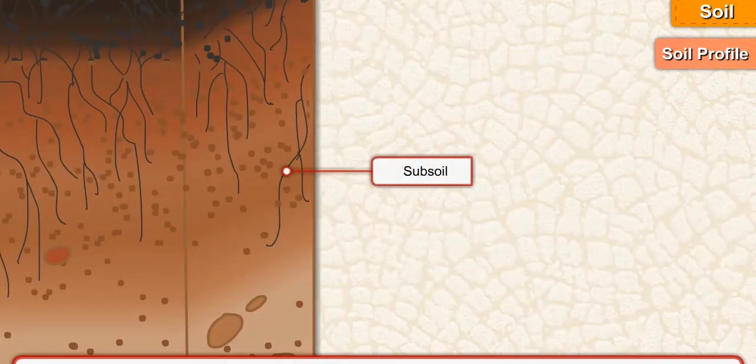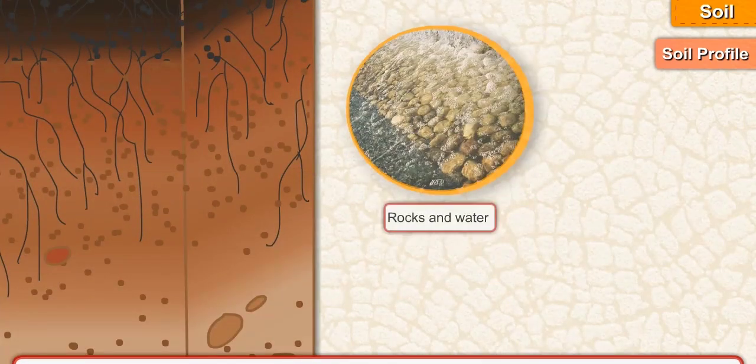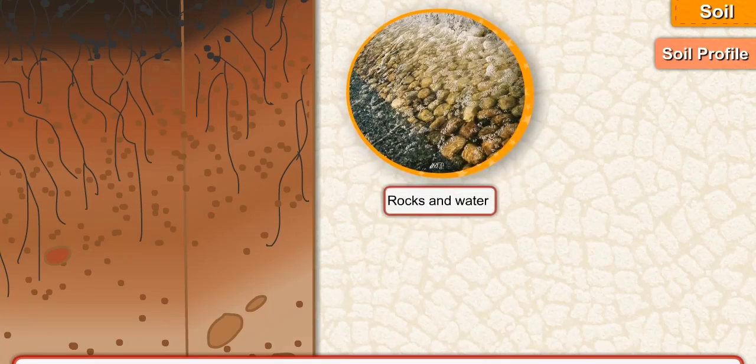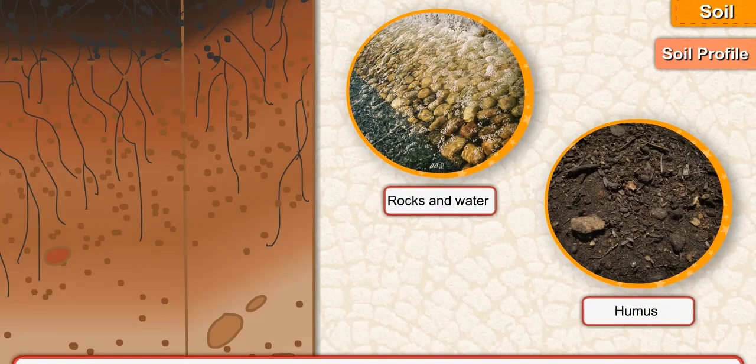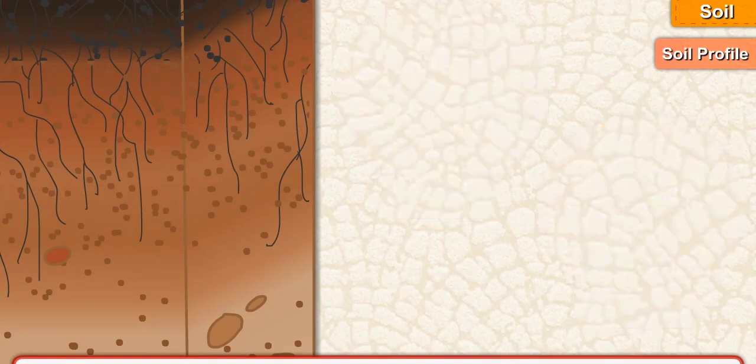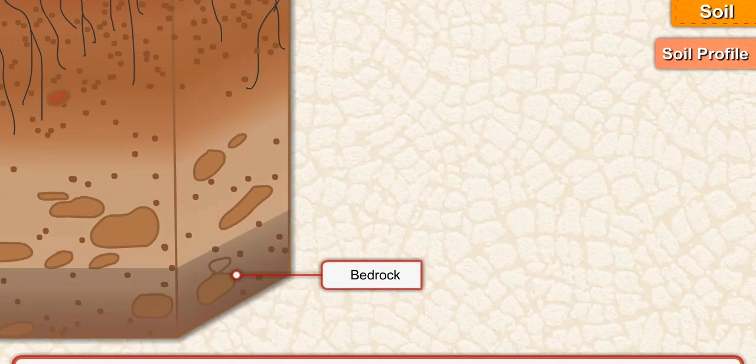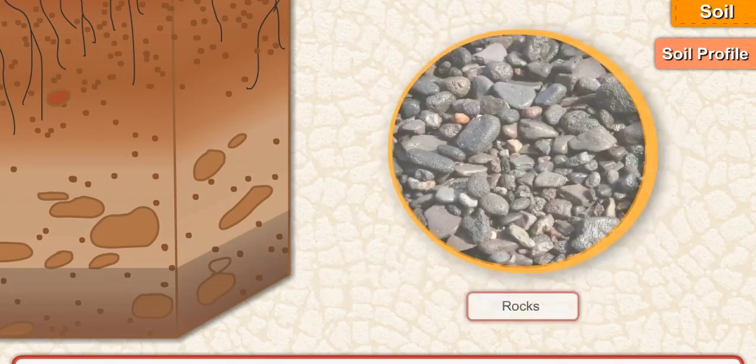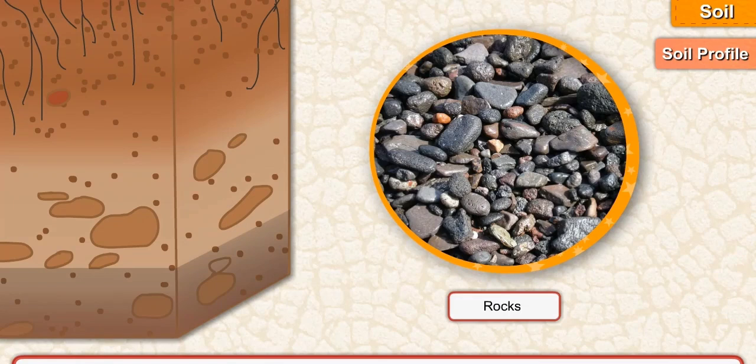The middle layer is the subsoil. It contains broken pieces of rocks and water. It has very little humus. The bottom layer is the bedrock. It is deep inside the earth and contains large pieces of rocks. Not much water is present in this layer.